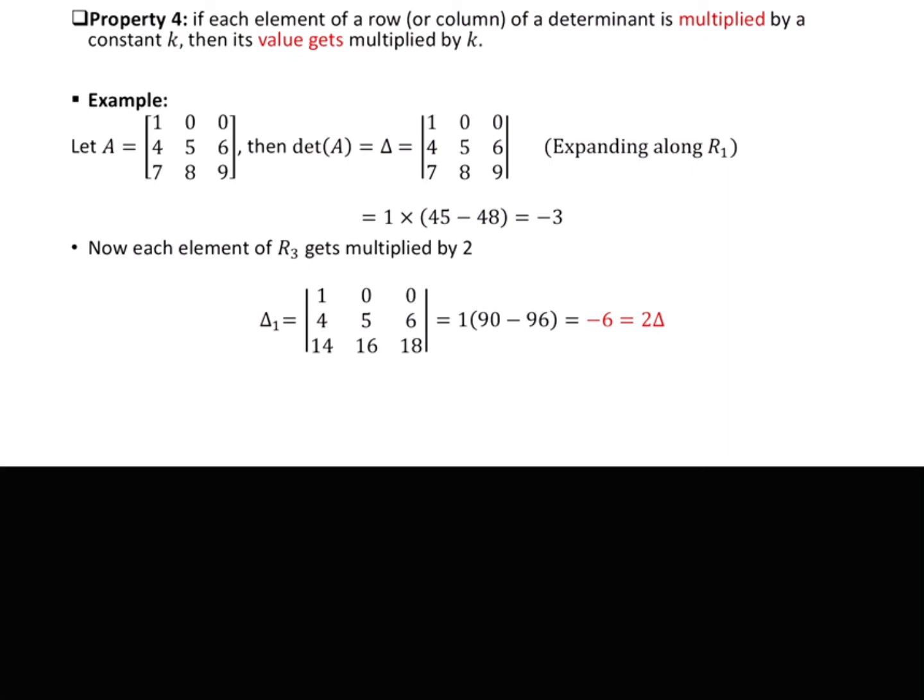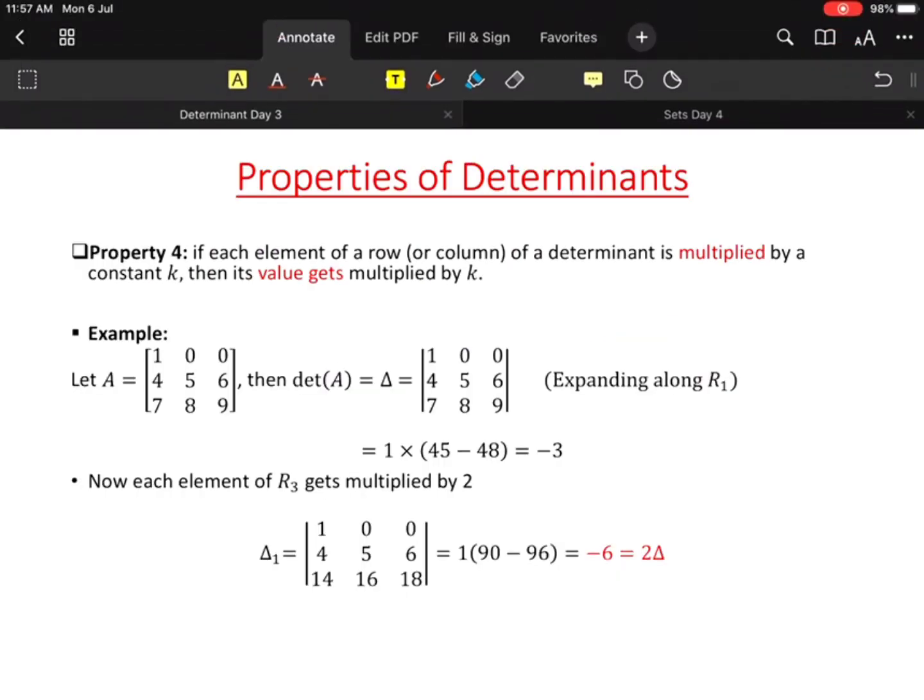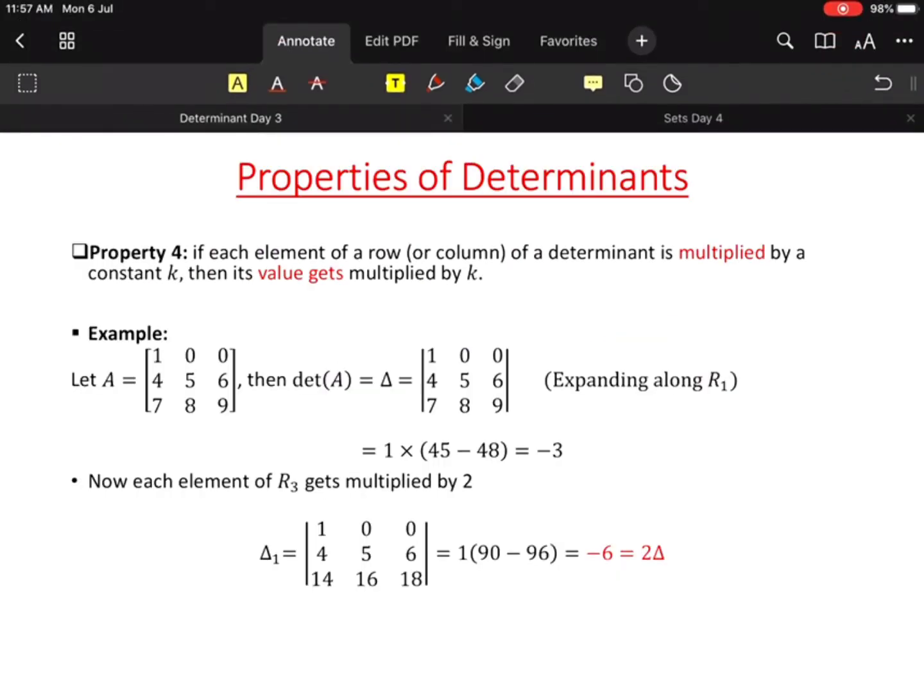Understood? So what I get is 14, 16, 18. By using this property, we can say that the determinant of this one will be twice the determinant of the original. But let us check by expanding this one. Again, we will expand along row 1, because it has the maximum number of zeros. If I expand along row 1, this will be plus, because it is first row, first column, and 1 plus 1 is even. So then I put 1 in here. After putting 1 in here, cut these two.